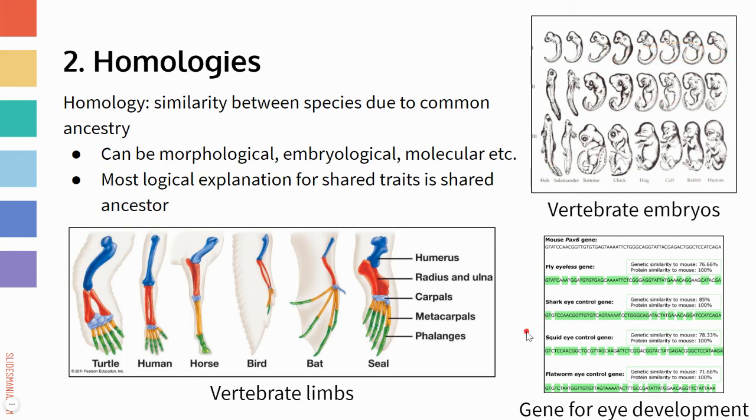And then finally, we can also look at genes or proteins, and a lot of similarities are seen there as well, where core genes or core proteins were preserved throughout evolution. And so you can see a lot of similar genetic sequences or amino acid sequences between different organisms like mice and humans and even worms and flies.